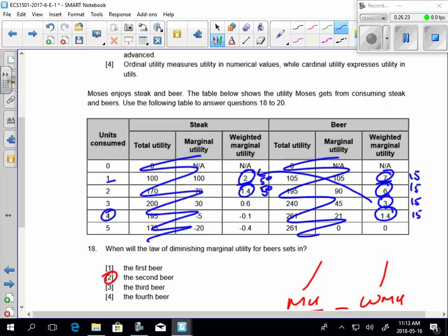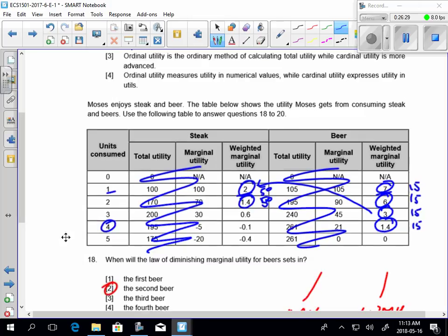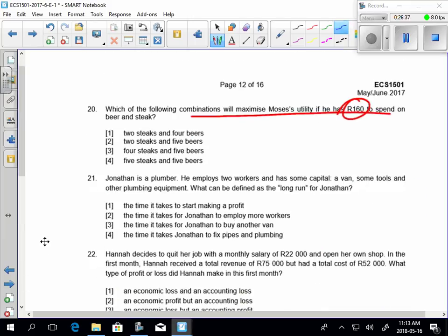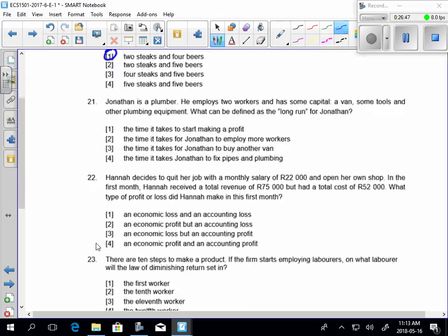Did everybody understand that? All right, so then your answer should be 2 steaks and 4 beers. All right.